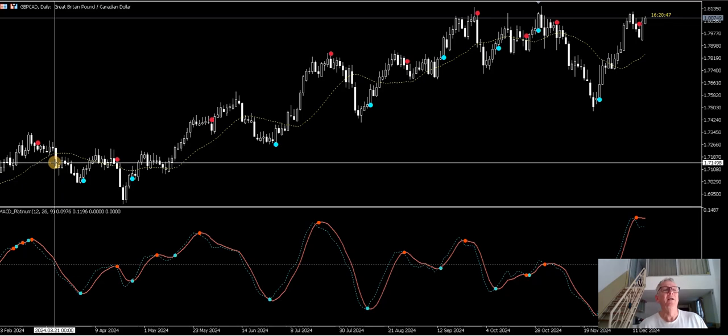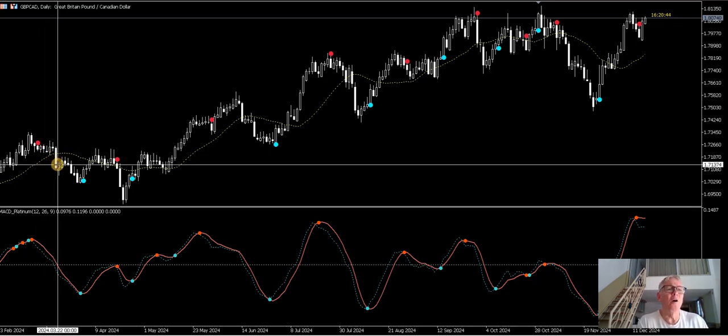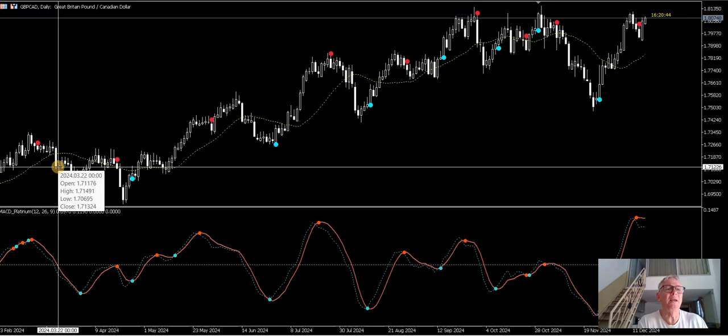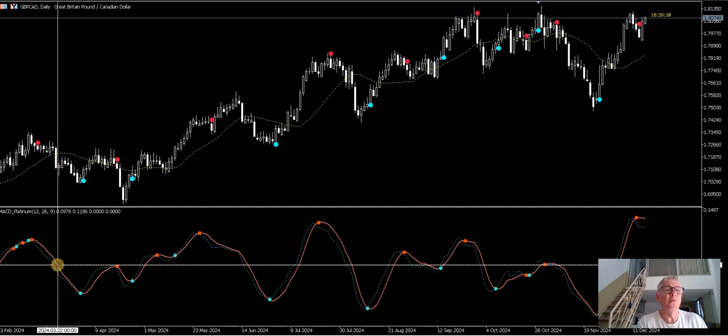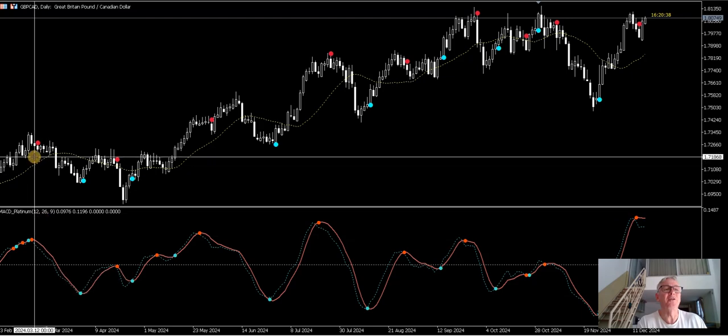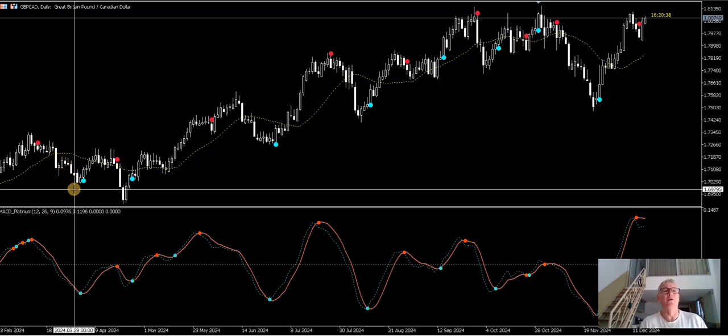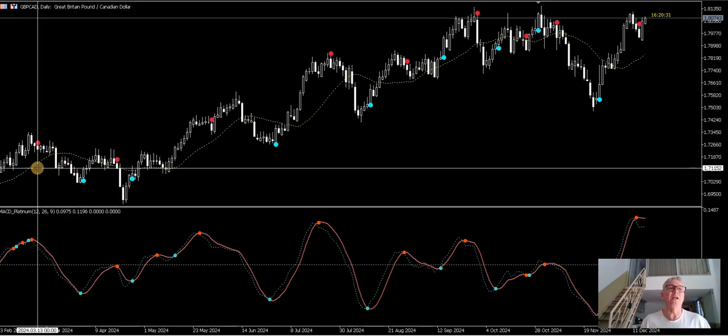I'm either looking for the price to close with some profit on the other side of the moving average 20, or the MACD Platinum, the reddish line, to go through the zero level. In this case, that's a winning trade. Doesn't matter which way you look at it or manage it, you can't lose on that trade.